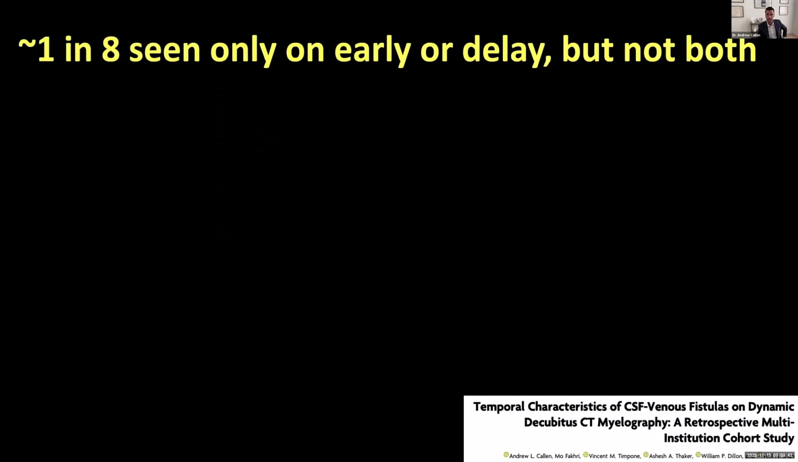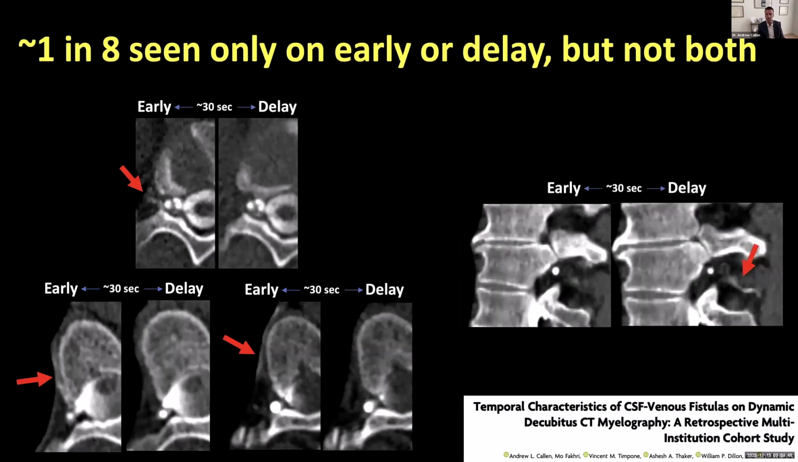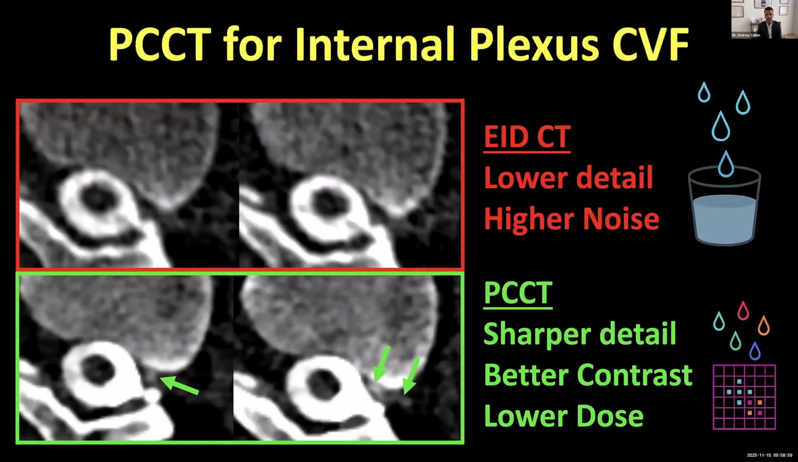patient. We did a study looking at how often timing makes a difference. And most of the time we do see these on the early phase, but occasionally we only see them on the later phase. We found that about 1 in 8 of our patients, if we had only done one phase, we would have missed potentially their fistula. So I do think that obtaining at least one more phase is a good idea.